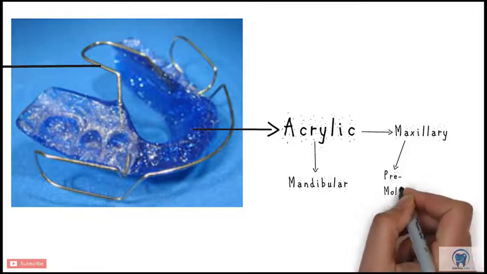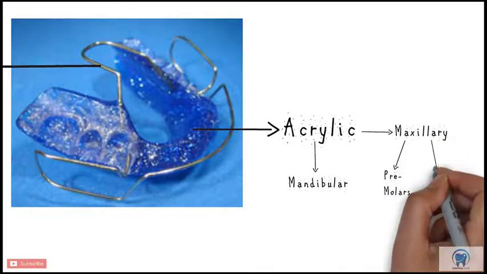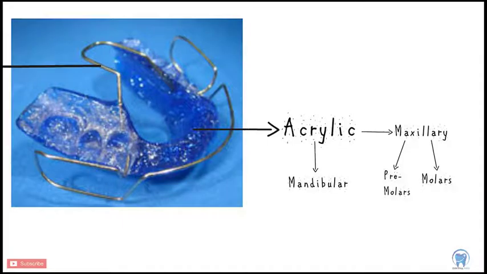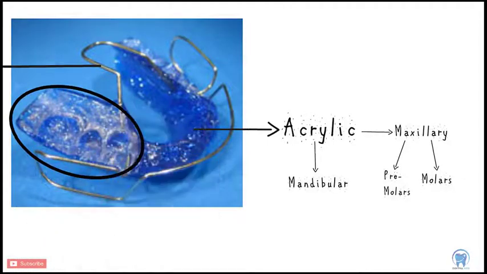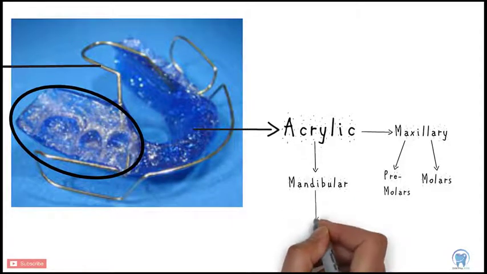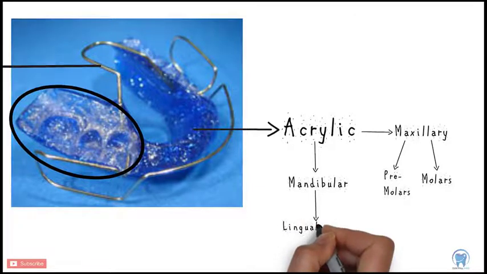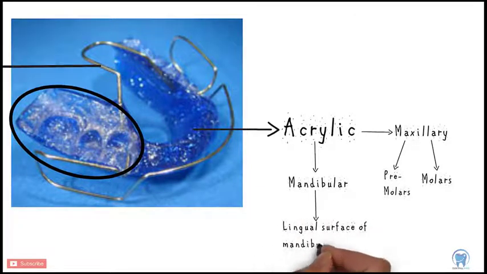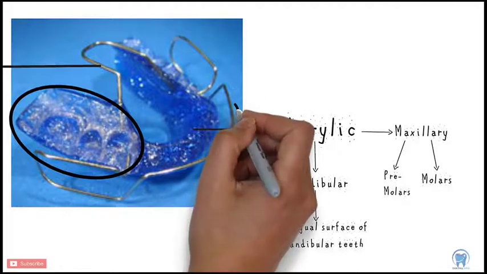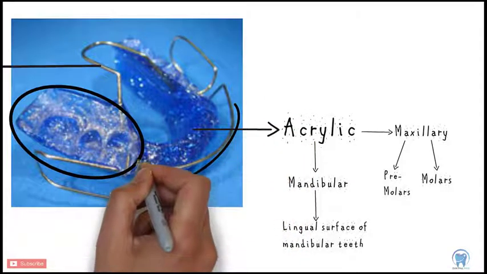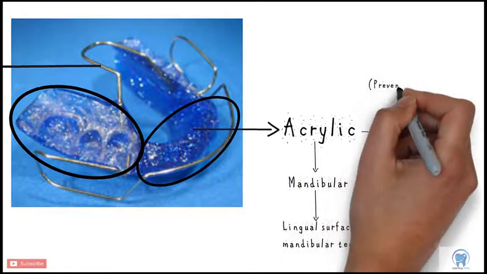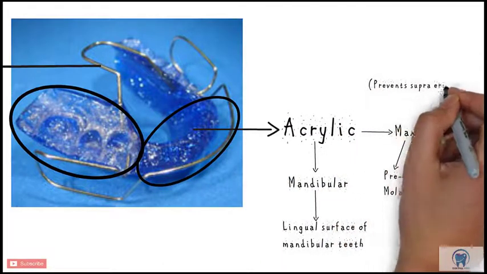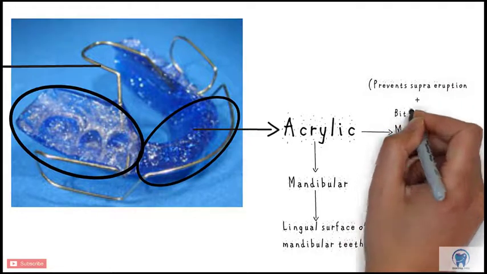The maxillary part covers two areas, which are the premolars and molars. This is the area which shows the maxillary part covering the premolars and molars. Then comes the mandibular part. The mandibular part covers the lingual surface of the mandibular teeth. This area in blue signifies the mandibular area. The maxillary part helps in preventing supra-eruption of teeth and also acts as a bite.